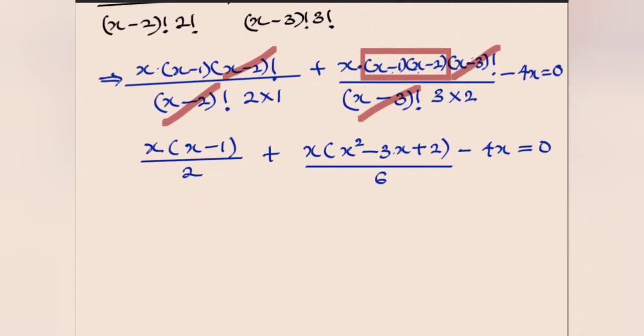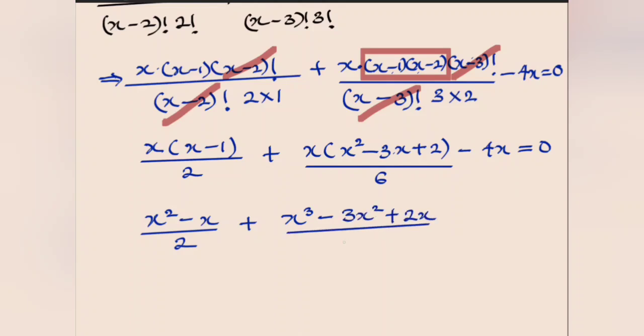And also let's simplify this as well. Here we have x squared minus x all over 2 plus, and let's open this bracket as well. We have x times x, we have x cubed minus 3x squared plus 2x, everything over 6 minus 4x is equal to 0. So let's ensure that we simplify this better.